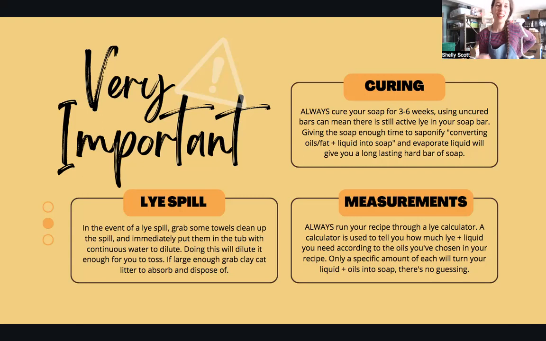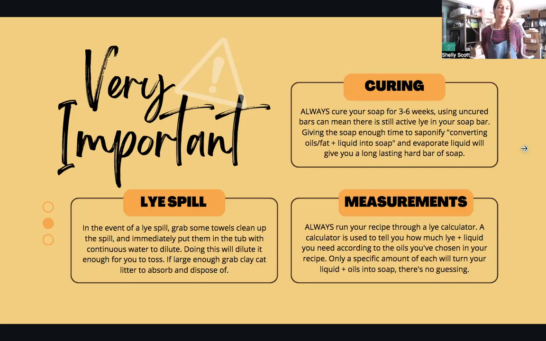If the spill is great enough, let's say you're making a big batch of soap, which you shouldn't be if you're a beginner, but if you are, and if it's a big enough spill, basic clay cat litter will do the job. It will absorb any of the chemical spill, and then you're able to dispose of it easily.